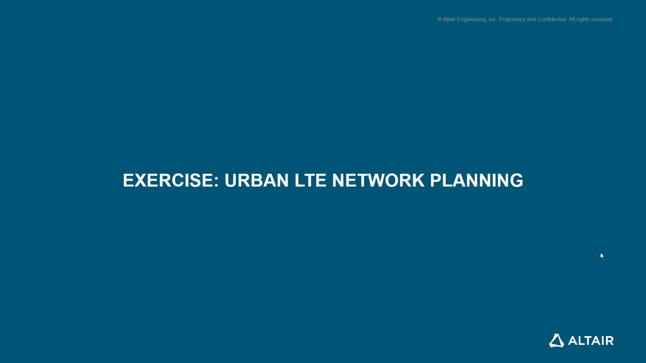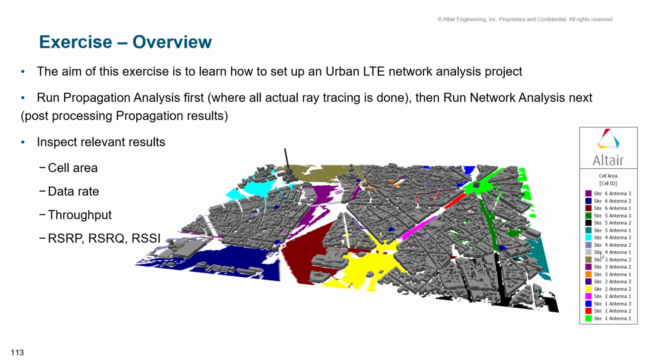We can now start our hands-on example for the urban scenario for an LTE network planning project. The aim of this exercise is to learn how to set up an urban LTE network analysis project where we will first run a propagation analysis using a ray tracing model, and then as a post-processing step we will run network analysis and inspect results like cell area, data rate, throughput, and observe reference signals like RSRP, RSRQ, and RSSI.